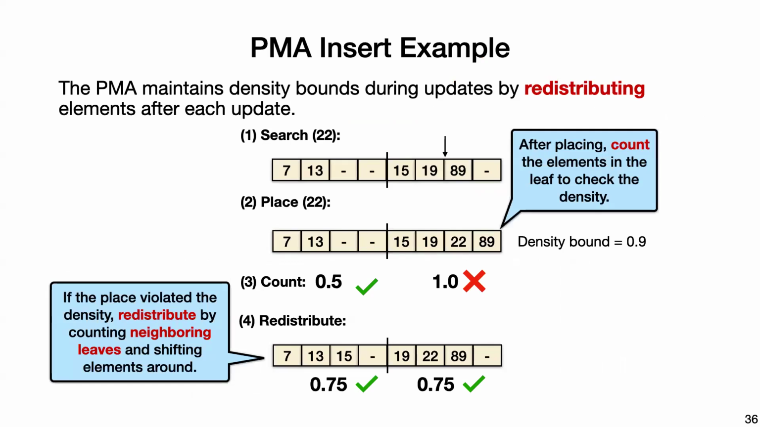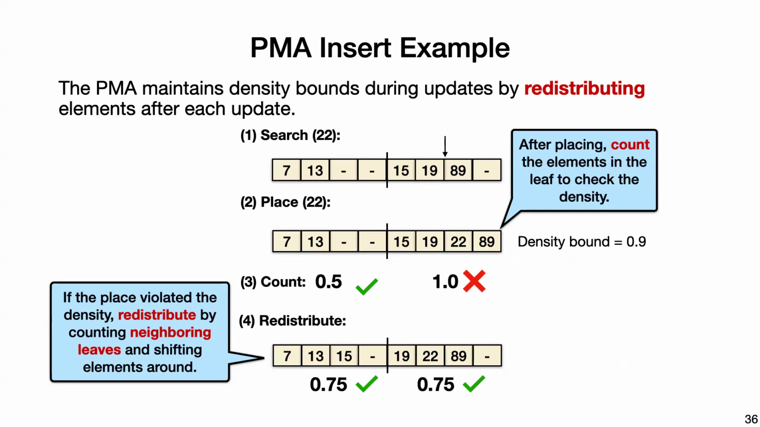Inserting into the PMA is like this. You first search for where the element goes. Here, for example, we're trying to insert 22. You first search for it, it goes between 19 and 89, and you put it there. In this example, the density bound is 0.9, so this is not right because the density is 1, and that's higher than 0.9.